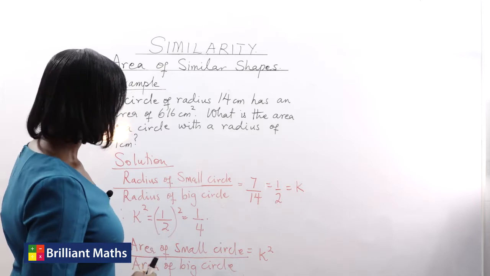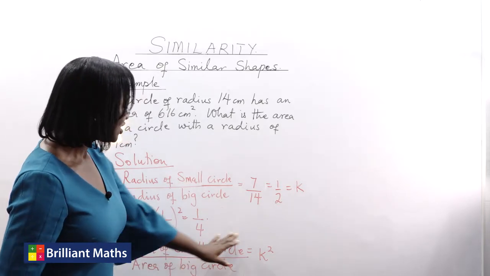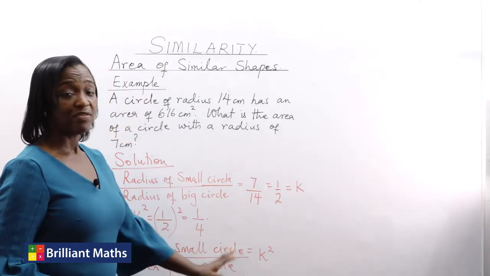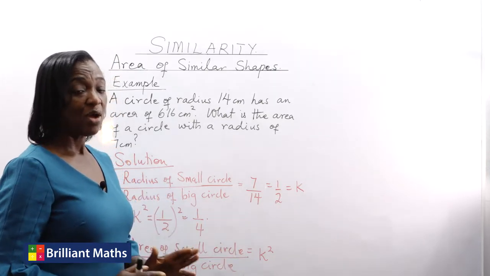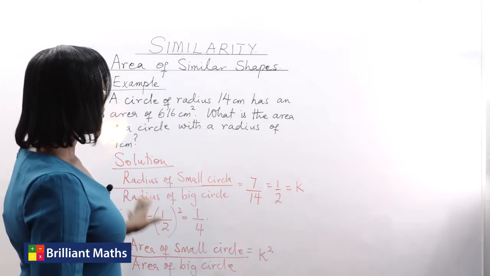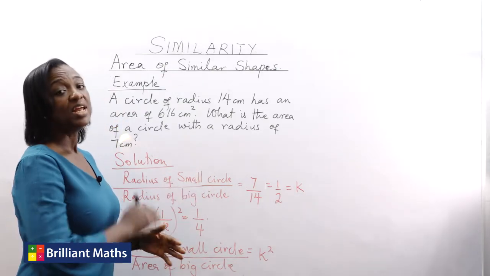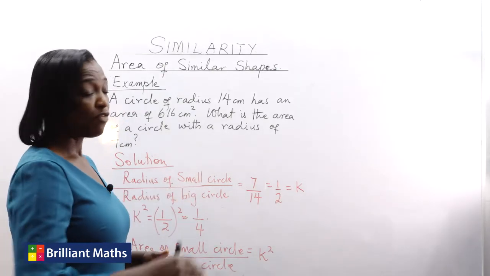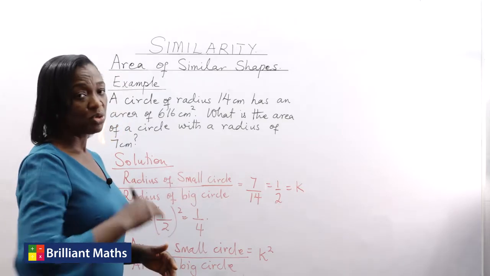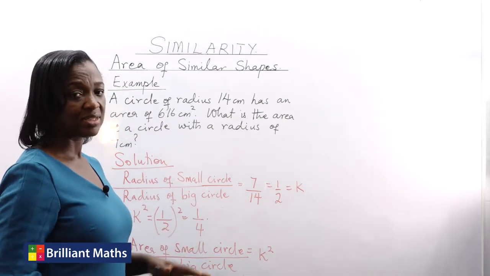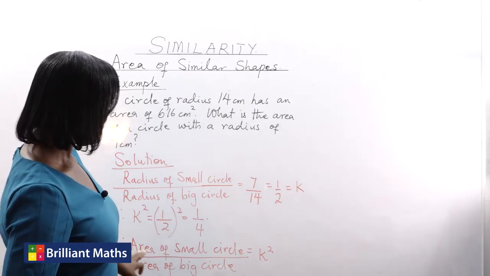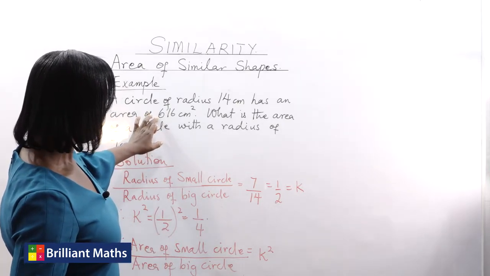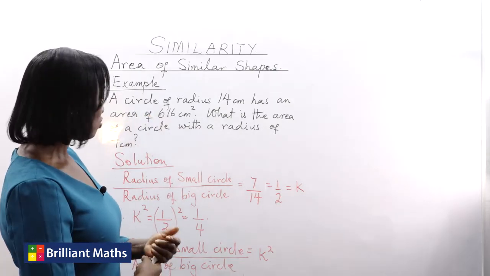So next, the area of the small circle over the area of the big circle is equal to k squared. Remember, we said we should be consistent. If we're putting the small circle on top, then let's do that consistently. If we're putting the big circle on top, then we'll do that consistently. You should get the same answer if you do it properly. So that should give us our k squared. We know the area of the big circle. So to find the area of the small circle, what do we do?